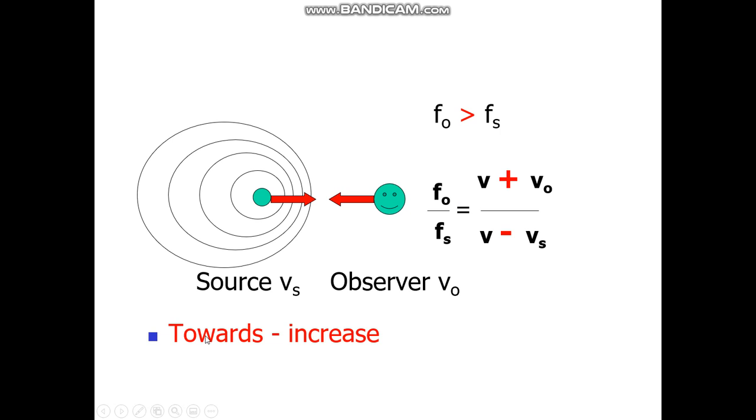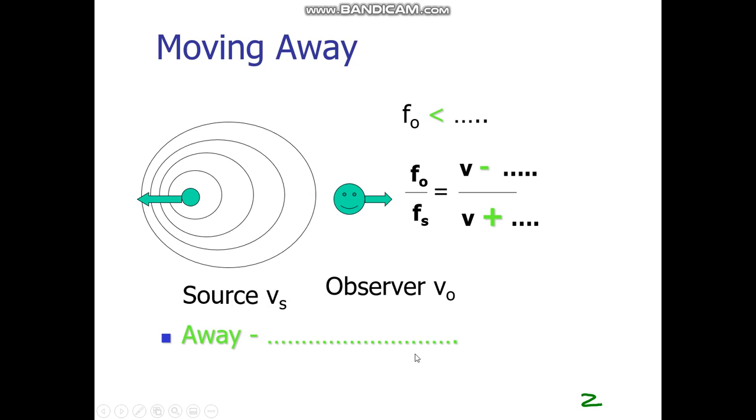Right, so this is a situation where there's relative motion towards each other. The frequency observed must increase, and so we add the velocity of the observer on the top, and we minus the velocity of the source at the bottom. Obviously, if either of these is 0, then that section of the formula just falls away, and it makes no difference to the observed frequency.